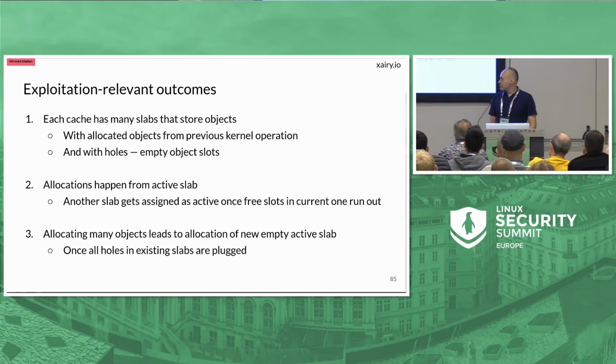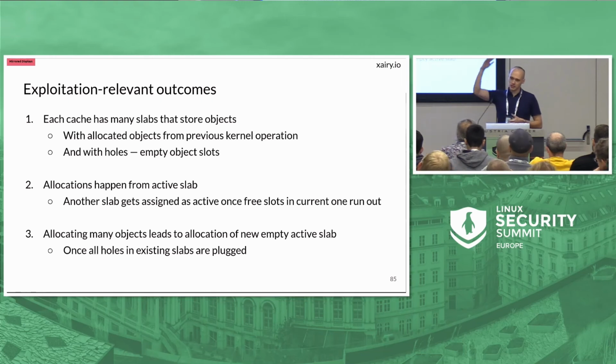All right, this might be a lot of details, so let me explain the core things that we need to know before we can discuss the first exploitation primitive, that exploitation approach that we're going to discuss. So first, we have many caches, and each cache has many slabs that store objects in object slots. Some of those object slots can be free, some can have allocated objects from the previous kernel operation. Then we have the separation between different types of slabs, and the allocations happen from the active slab first. And once the slots in the active slab run out, the SLUB allocator assigns a different slab as active.